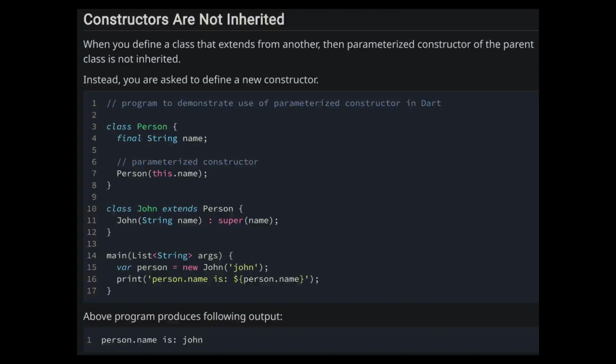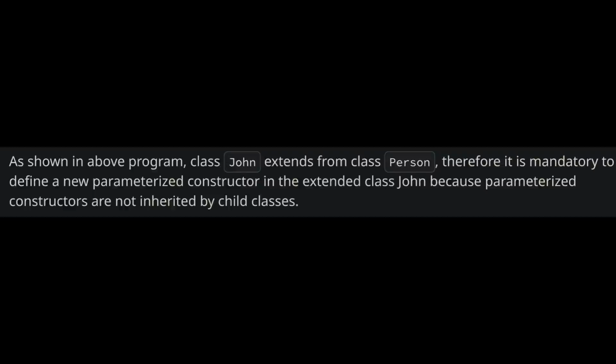Inside the main function, we are creating a new instance of the class John and assigning it to variable person. Below that we have a print statement that prints name of the person by calling person.name. When we run above program, it produces the following output: person.name is John. As shown in above program, class John extends from class person. Therefore, it is mandatory to define a new parameterized constructor in the extended class John because parameterized constructors are not inherited by child classes.